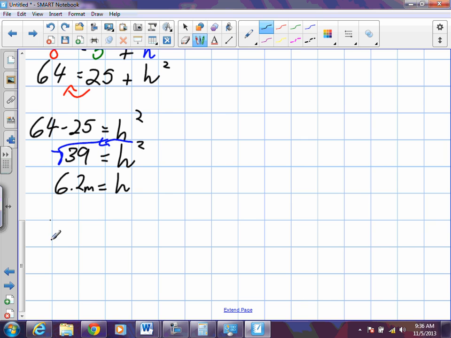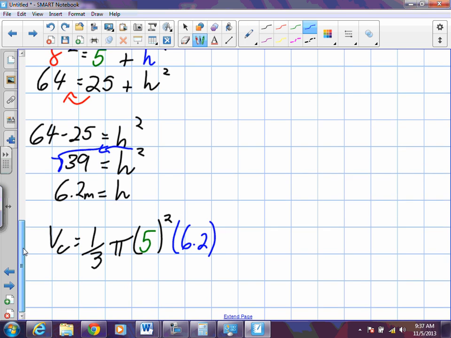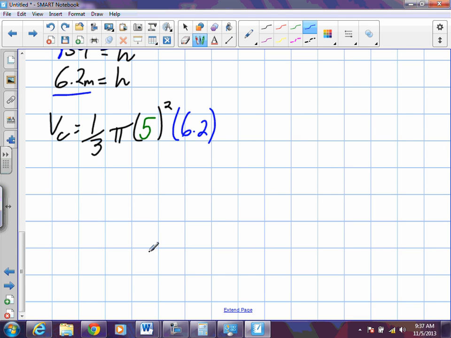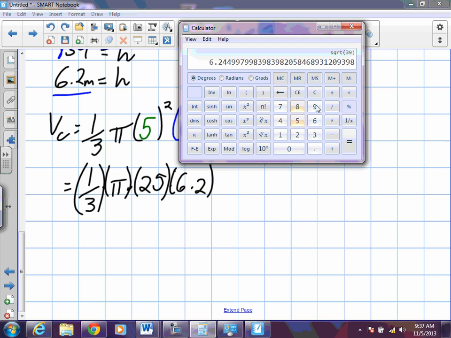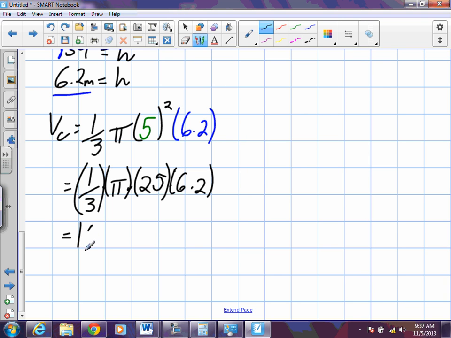So our volume of our cone again is 1/3 times pi. What was our r in this case? And what was our height? 6.2. Okay. So now this is simply putting values into a calculator and multiplying. So we have 1/3 times pi times 25 times 6.2. I put those dots there. They're essentially multiplication, or I could put brackets. I just want you to remember that we're multiplying all these values together. We'll do this in our calculator very quickly. We'll take pi times 25 times 6.2, and we'll divide it by 3. 162.3 meters cubed.